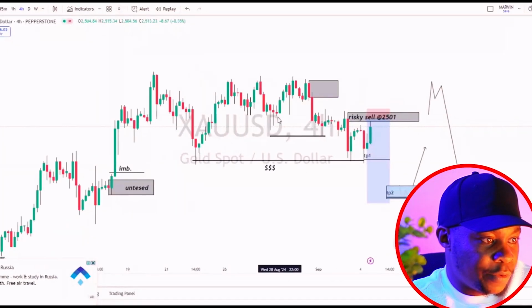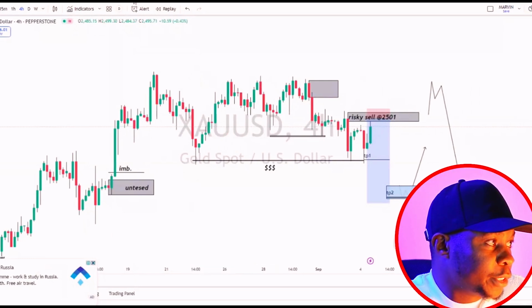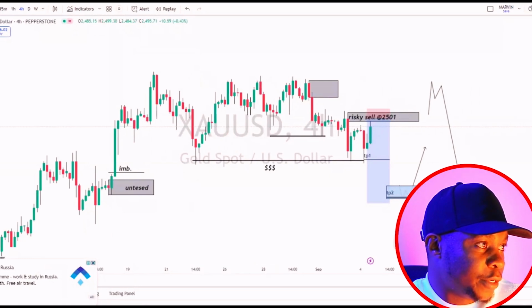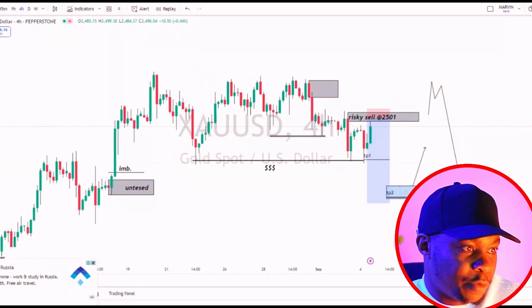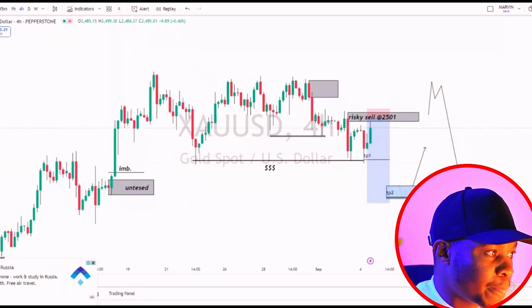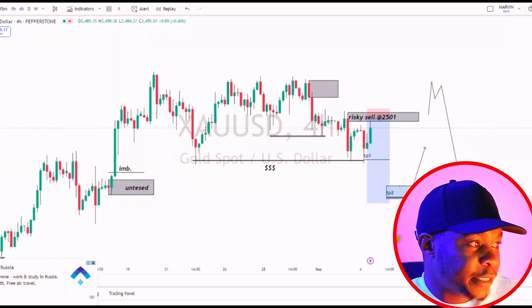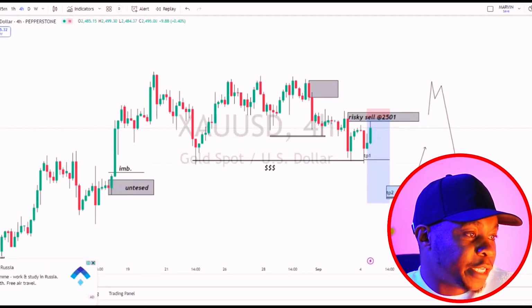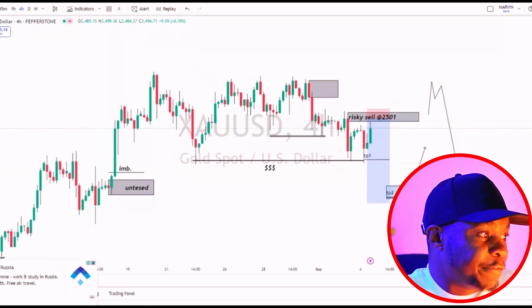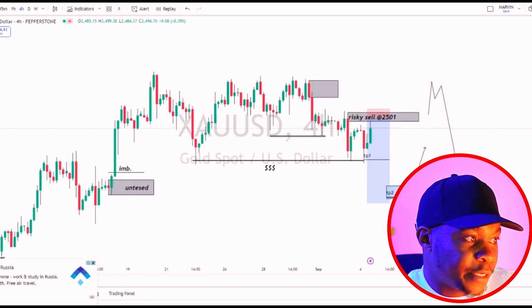Alright guys, welcome to this session. I'm going to take you through how to identify supply and demand on the chart. So I think supply and demand, as I said, is the most accurate method of forecasting the future prices and taking trades in the market, okay?